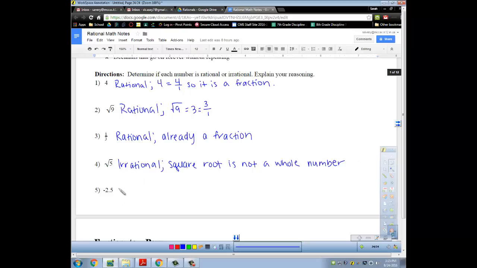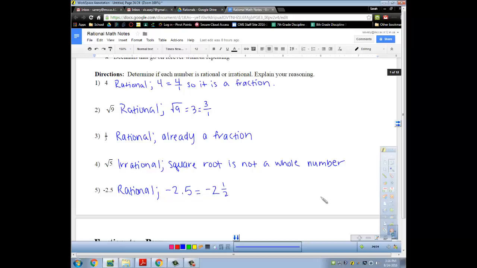And then negative 2.5, that's going to be rational because it's a terminating decimal. You could also say negative 2.5 can be written as a fraction. So some people just think, oh, it's negative, that's irrational. No, negatives have absolutely nothing to do with it. If it's -2.5, that's fine. It's still a fraction. You can have negative fractions.